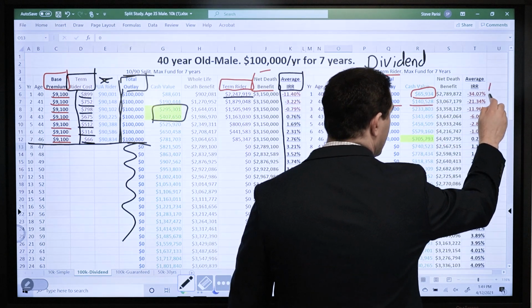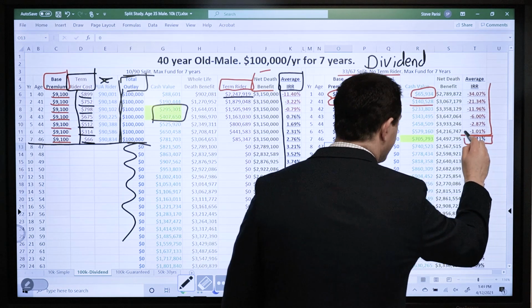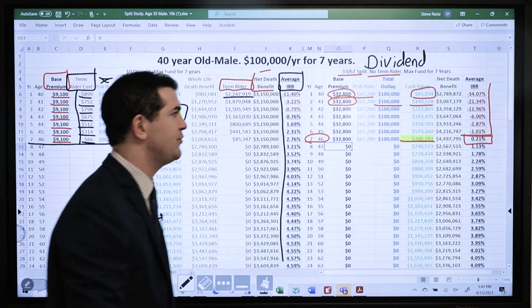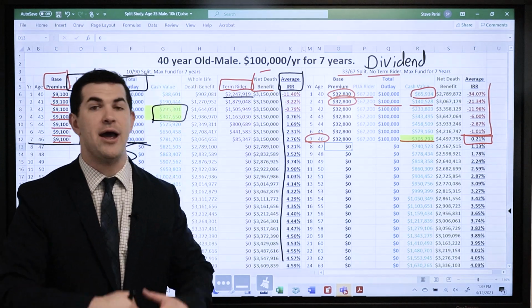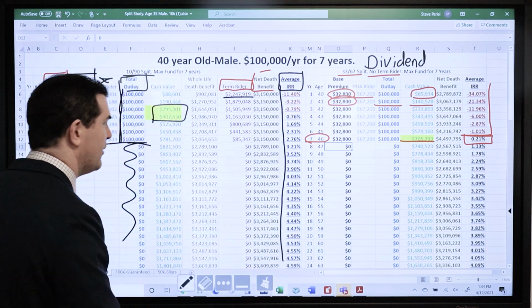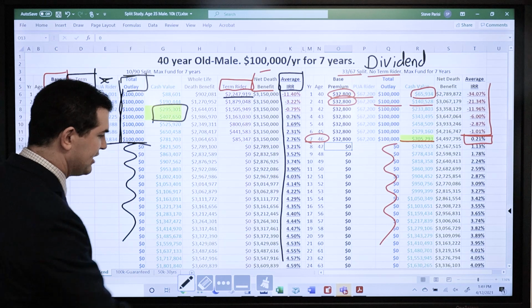Average IRR goes positive year 7, and that's my break-even point. So I've paid in $700,000, and now I have $700,000. It takes some time to get the performance going. Pay nothing in thereafter. And what do I notice here on the cash value difference?